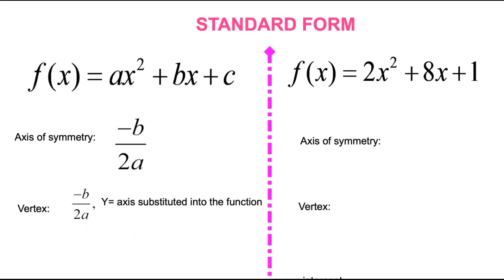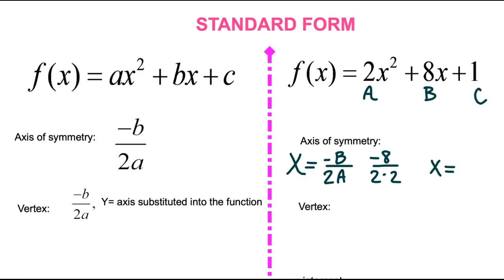So here's some examples in standard form. Let's take 2x squared plus 8x plus 1, and let's find the axis of symmetry. So on this one, the axis of symmetry is going to be the opposite of b over 2 times a, where my a is going to be 2, my b is 8, and my c is 1. So the opposite of positive 8 is negative 8 over 2 times 2, which is going to be negative 8 over 4. So that's going to be x equals negative 2 is my axis of symmetry.